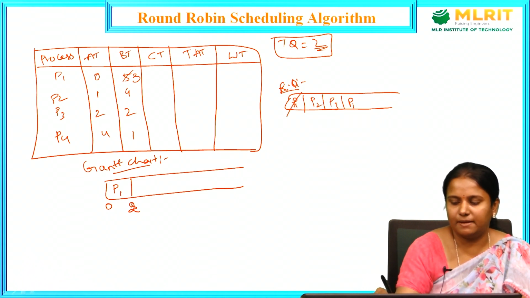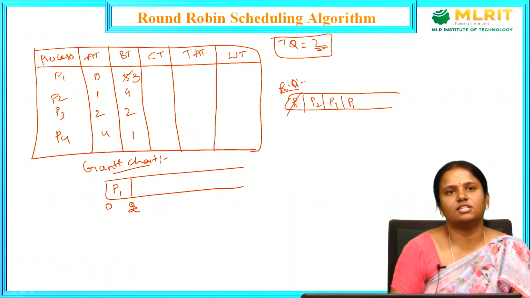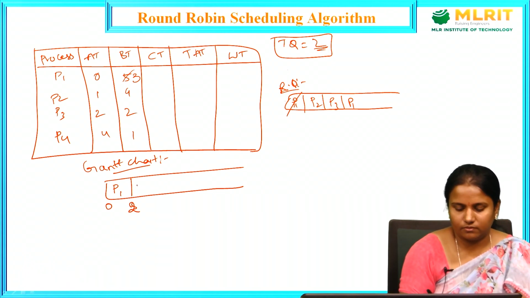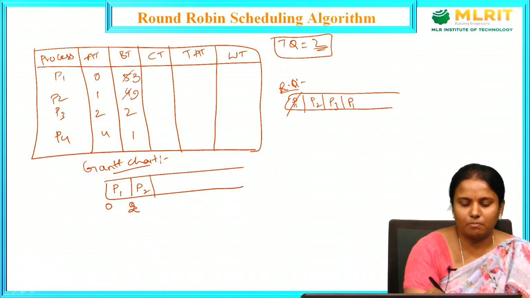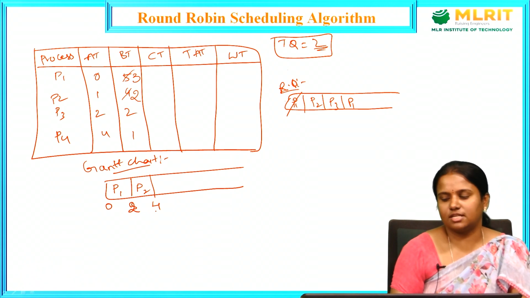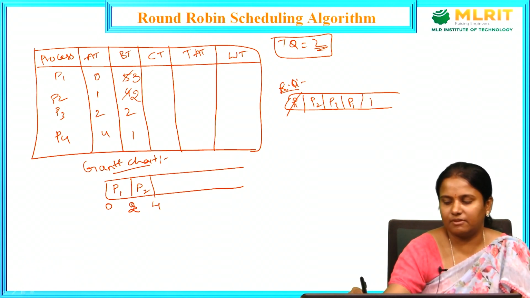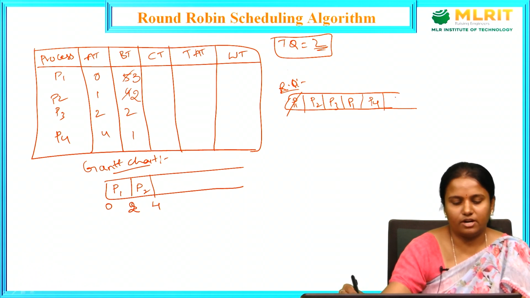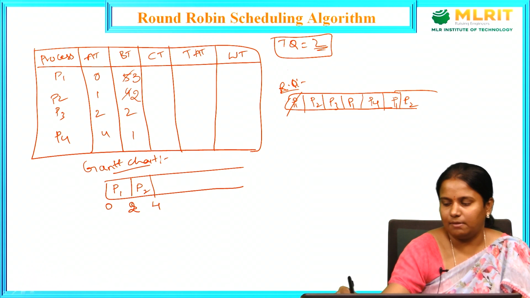Next, which process is ready? P2, with the burst time 4. We need to subtract 2, remaining 2. So now 2 to 4. Which process is coming? P4 is coming and waiting for the CPU. After P4, next again P1, P2 and P3.